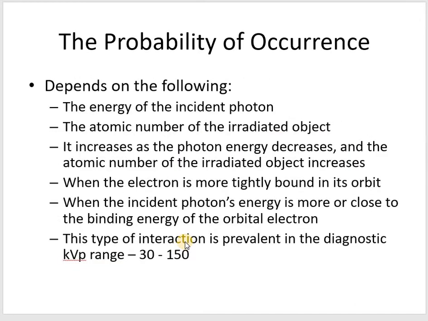Okay, what are the factors that affect the probability of photoelectric interaction? Number one, the incoming energy of the photons. Number two, the atomic number of the atom, the target or the subject media. Number three, as the energy increases and the atomic number of the subject matter increases, the probability of photoelectric interaction increases.